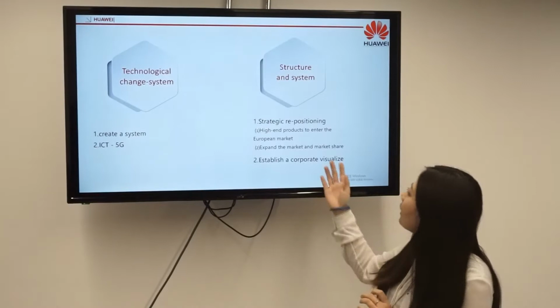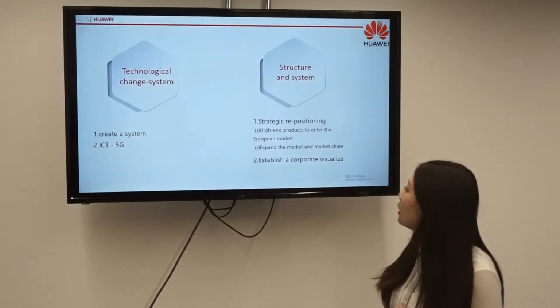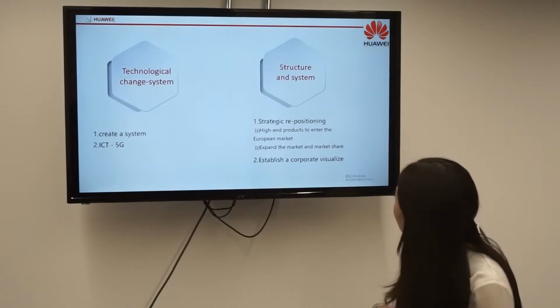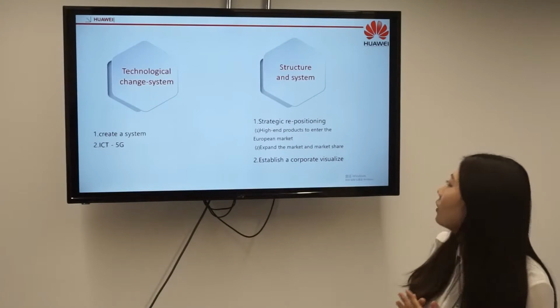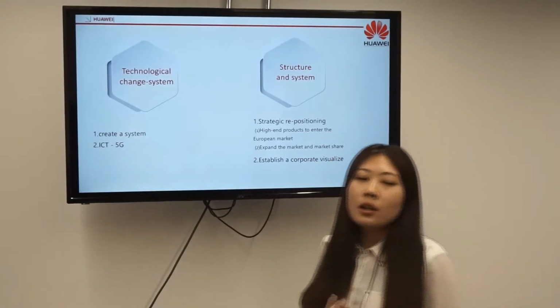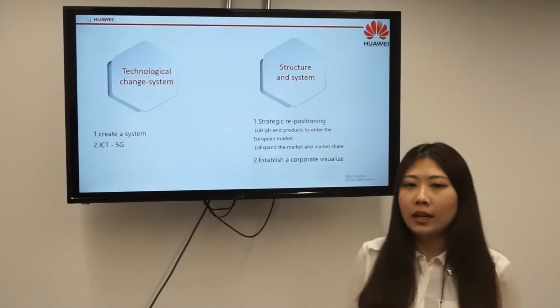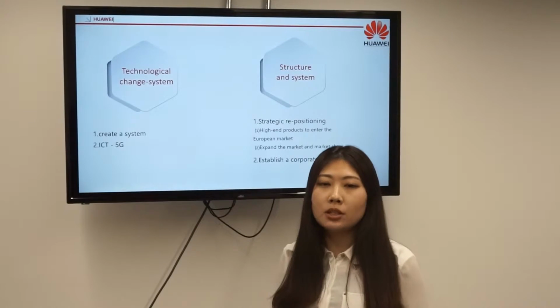And the second part is the structure and system. The first is strategic repositioning. And we want to put the high-end product to enter the European market. We have the successful sale in China. Huawei has luxury products, such as the Mate series.